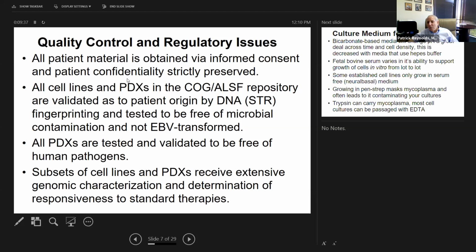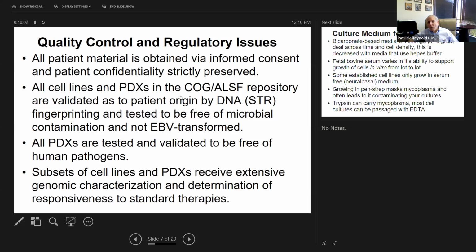This is important also because it's not uncommon that we'll have people contacting us with a journal request that we provide them a note that all patient material was obtained via informed consent so they can publish their data. So that's an important component of it. And another aspect of this is we're very careful to make sure that what we're giving you is what you think you're getting and what we think, and that it came from the patient we think it came from.